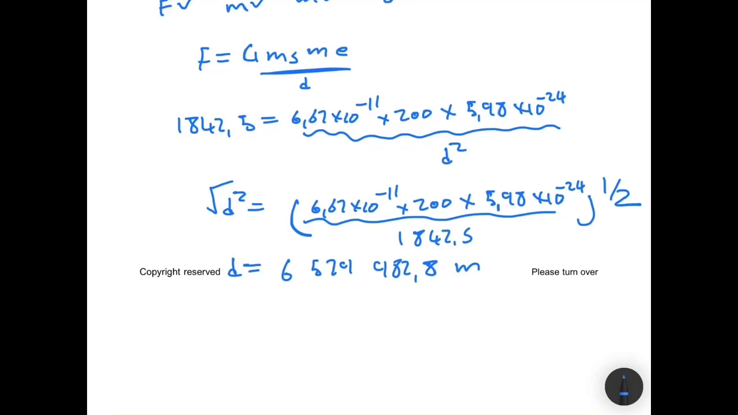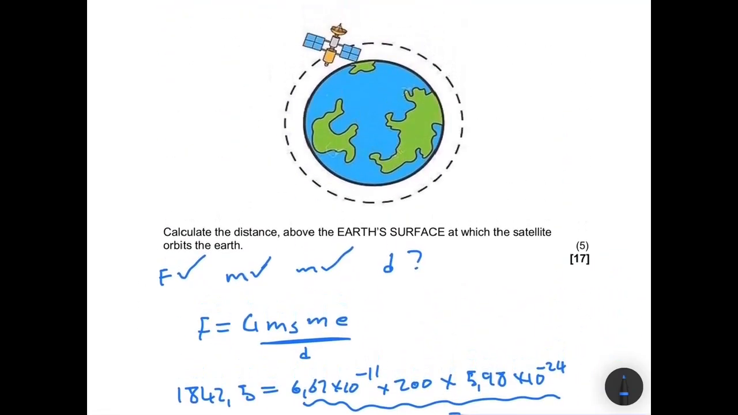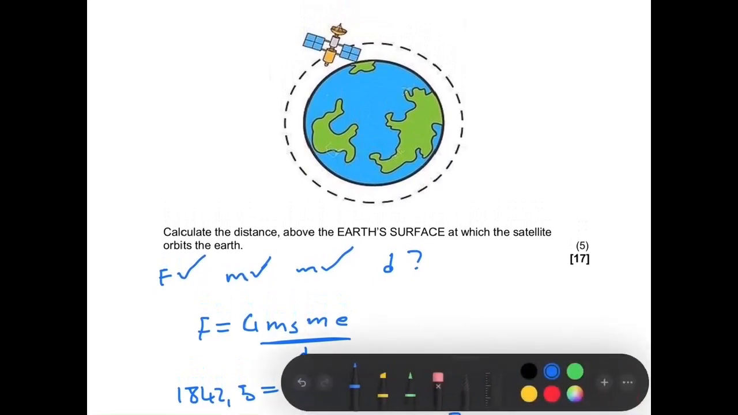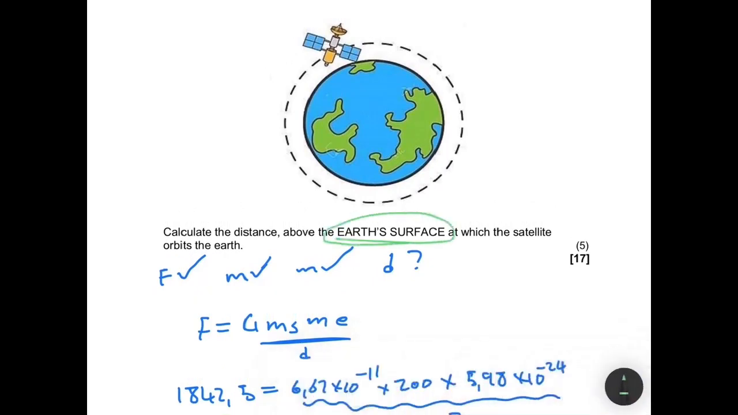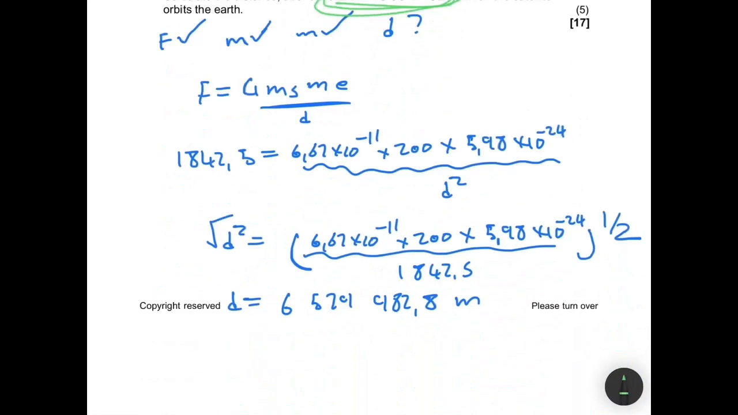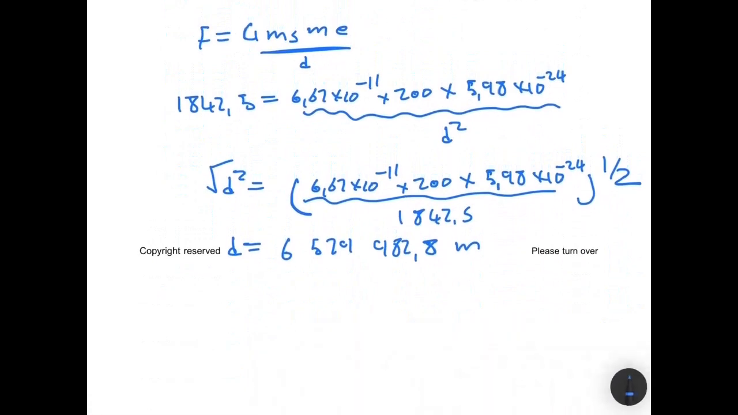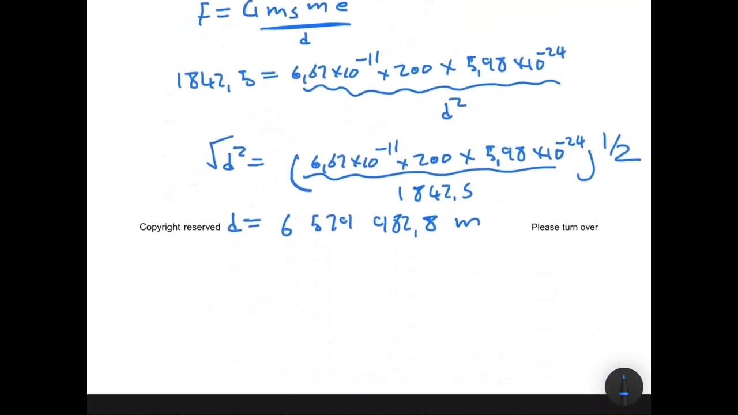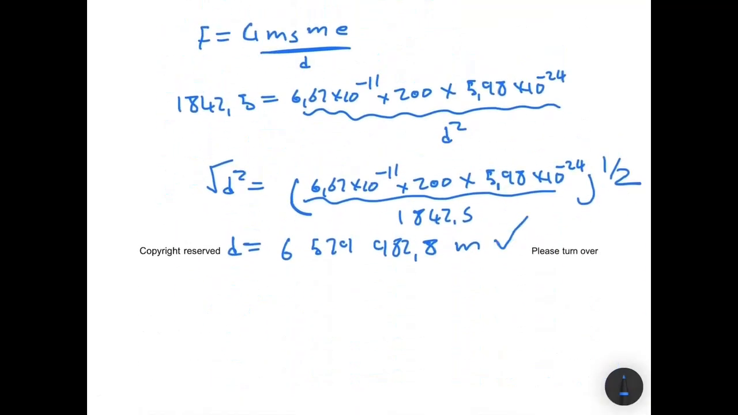But then we don't want the distance between the Earth and the satellite. We want the distance above the Earth's surface at which the satellite orbits, right? Even if you look in the question here, it's in bold, right? The distance above the Earth's surface. So that distance will be equal to the distance we just calculated minus the radius of the Earth. This question has 5 marks, right? So if you stop here, you only have 3 marks. The other 2 marks are for you to subtract the Earth's radius from this value that we have.